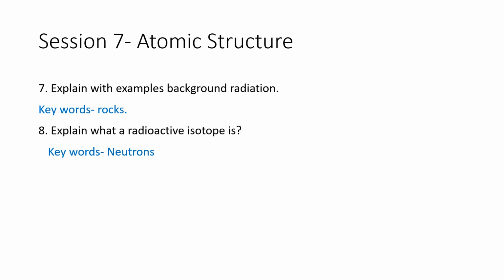Okay, so the final questions on the atomic structure section. Question number 7, explain with examples background radiation. Okay, so tell me what it is, and then give me a few examples where the main amounts of background radiation come from in the UK.